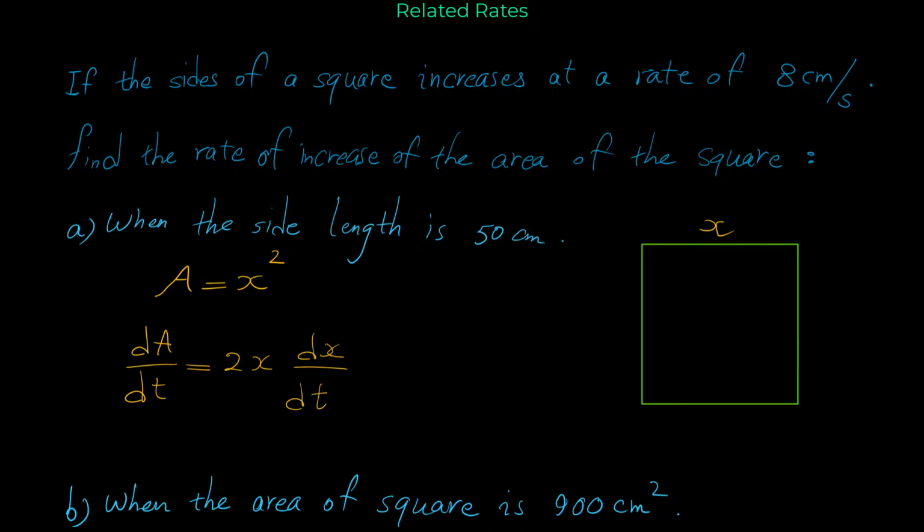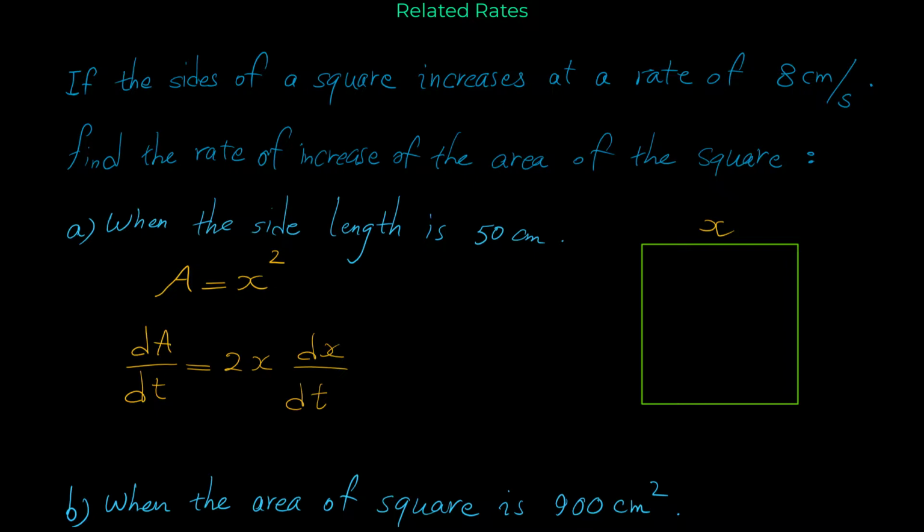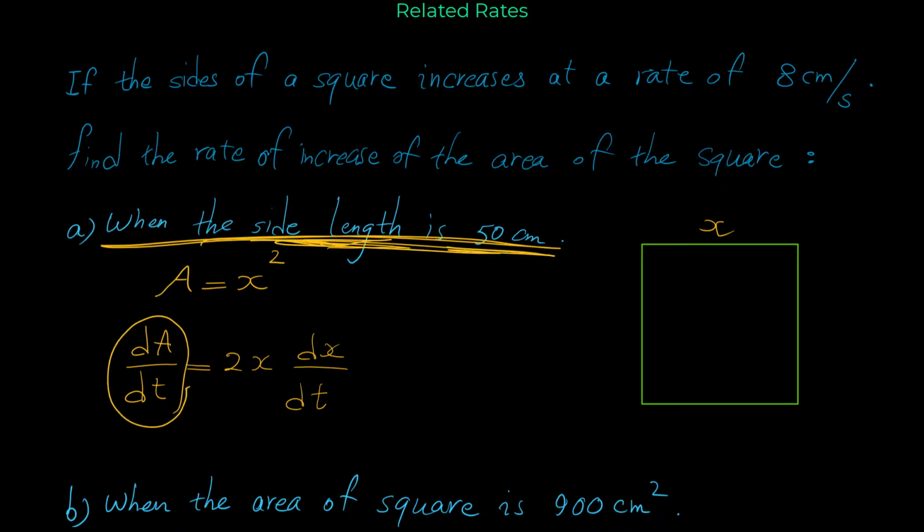We want to find the rate of increase of the area. We want to find dA over dt, the rate of change or the rate of increase in the area with respect to time. So we want to find dA over dt. For finding this, we need to have the value of x and dx over dt. The side of the square is given as 50 here. We want to find dA over dt when the length of the side of the square is 50. So we have x and it is 50.